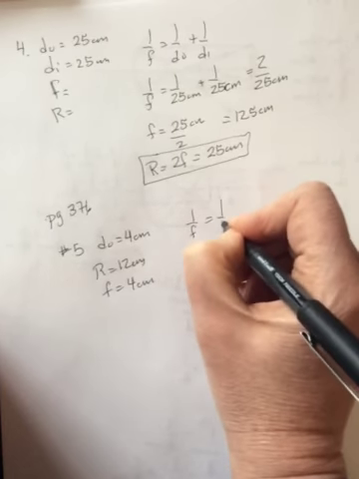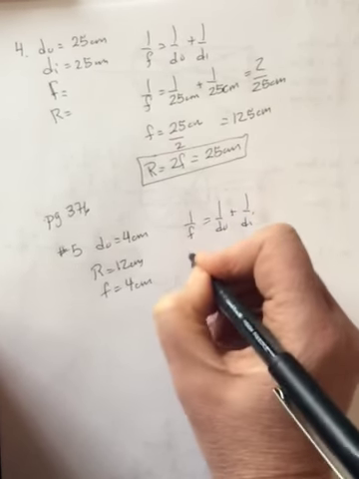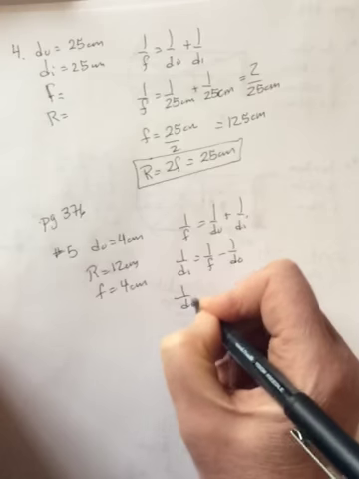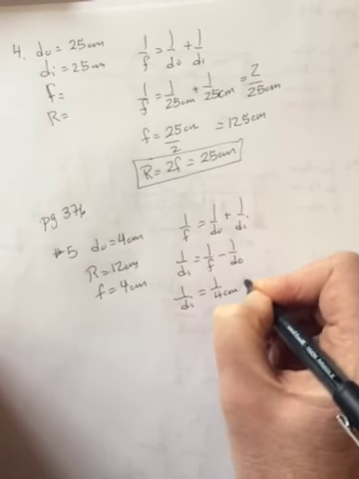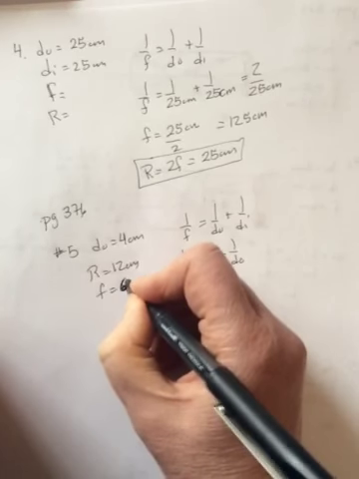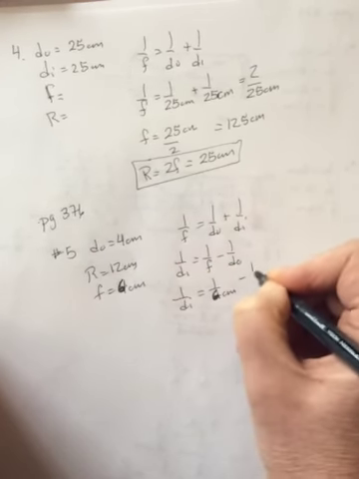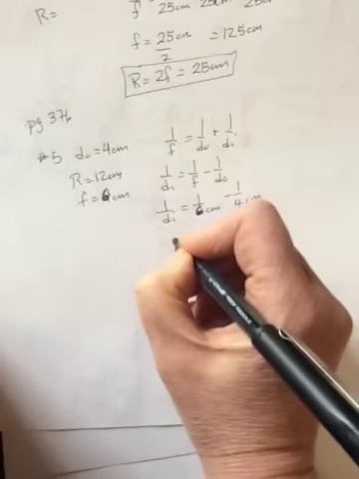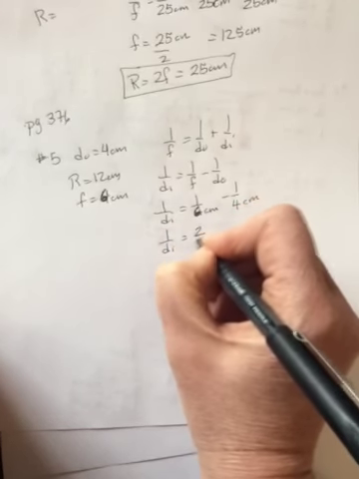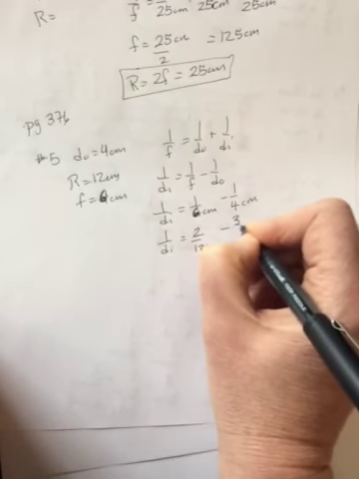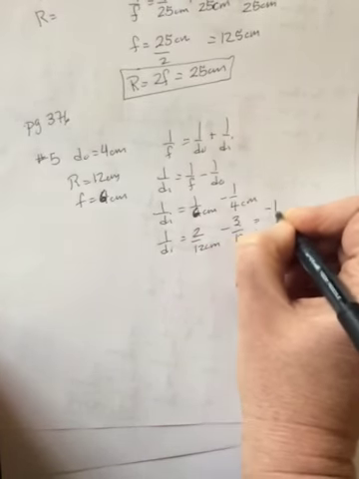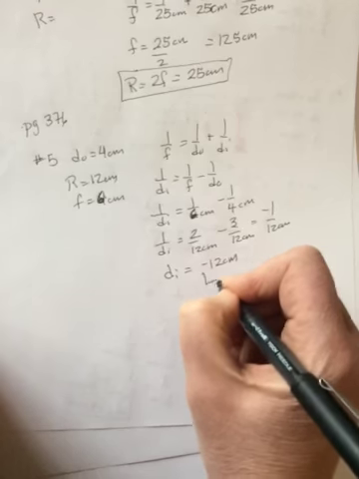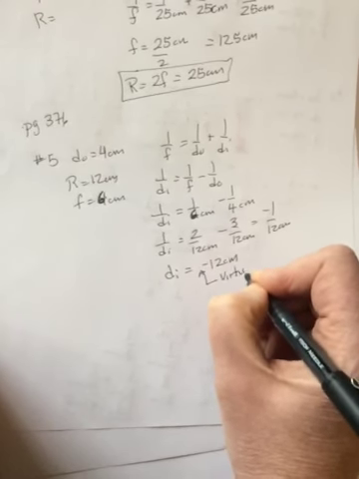So 1 over F is equal to 1 over DO plus 1 over DI. So 1 over DI is equal to 1 over F minus 1 over DO. 1 over DI is equal to 1 over 4. I divided 12 well, didn't I? 1 over 6 minus 1 over 4. Common denominator is 12. So this is 2 over 12 minus 3 over 12, which is negative 1 over 12, which means DI is negative 12 centimeters, where the negative, if you remember from the last set of videos, means virtual.